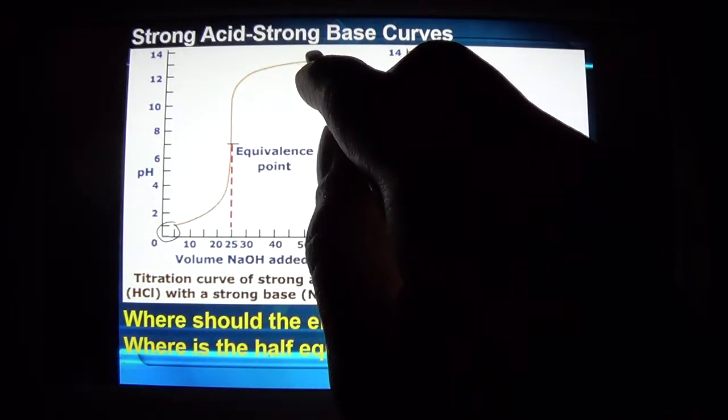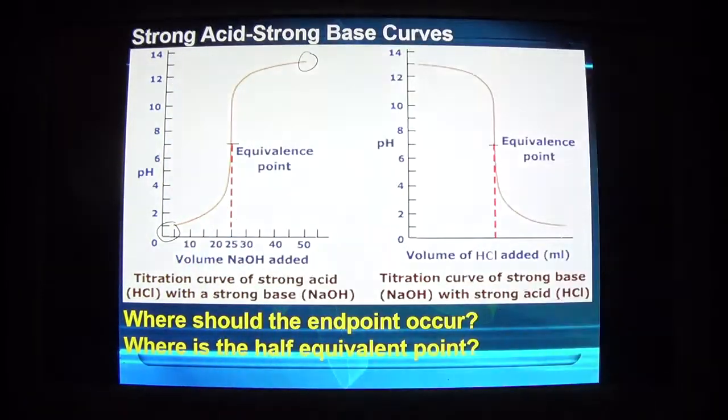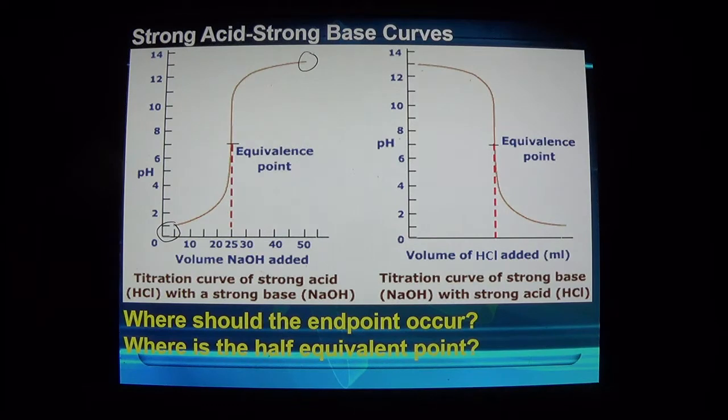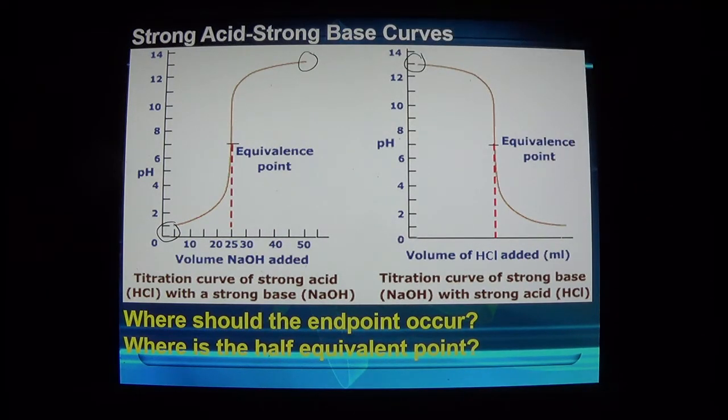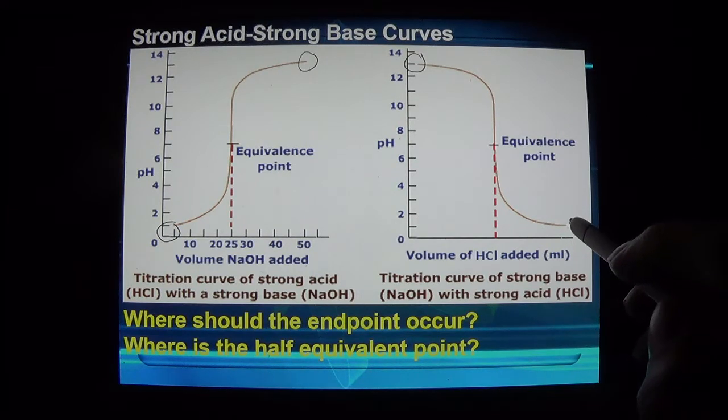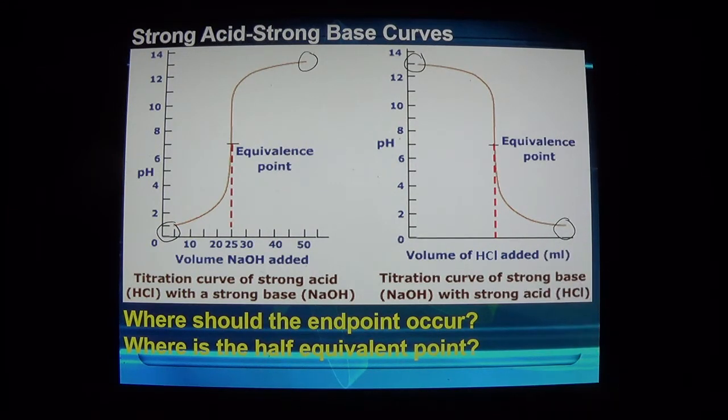How do I know it's a strong base? Because look at where it ends. It ends about 13, strong base region. Okay, so this is the opposite. I'm starting in the flask with a strong base because it's starting at about 13, and I'm ending with a strong acid. I'm dropping in from my burette a strong acid because it ends at a very, very low pH.